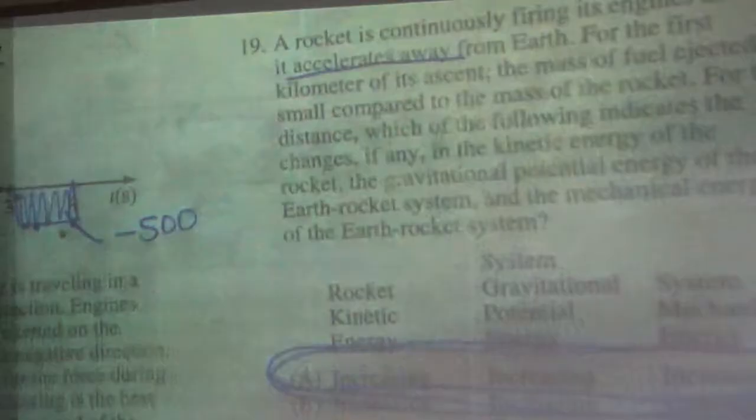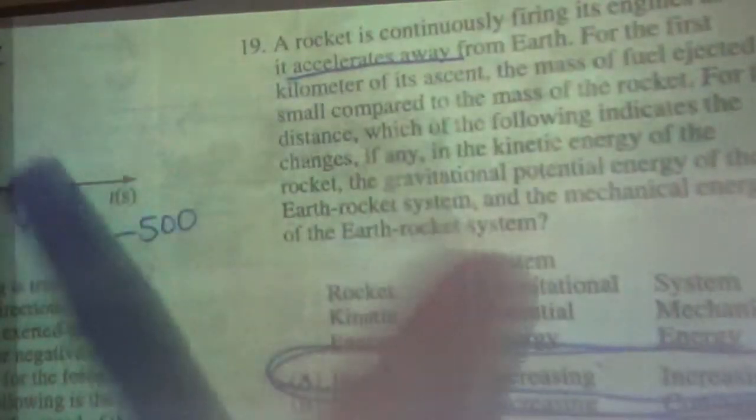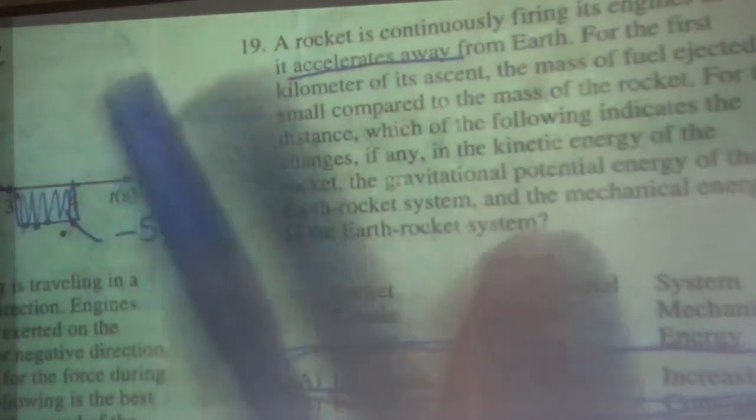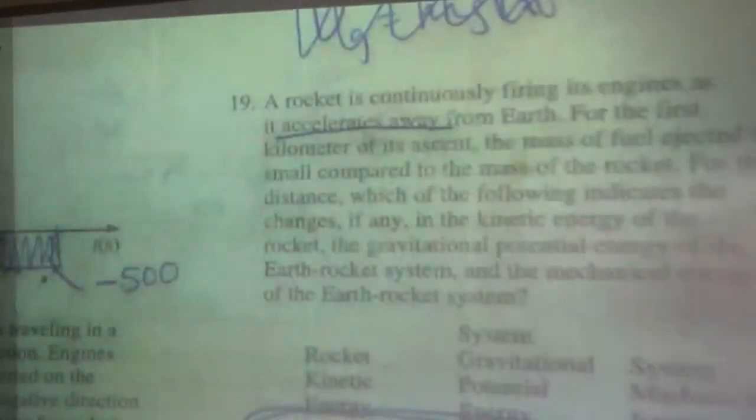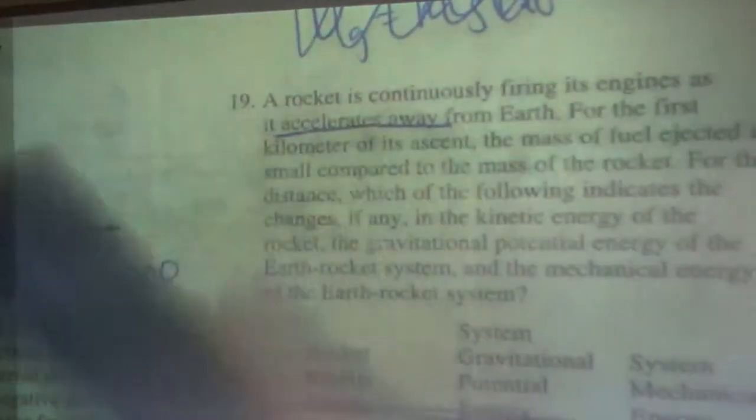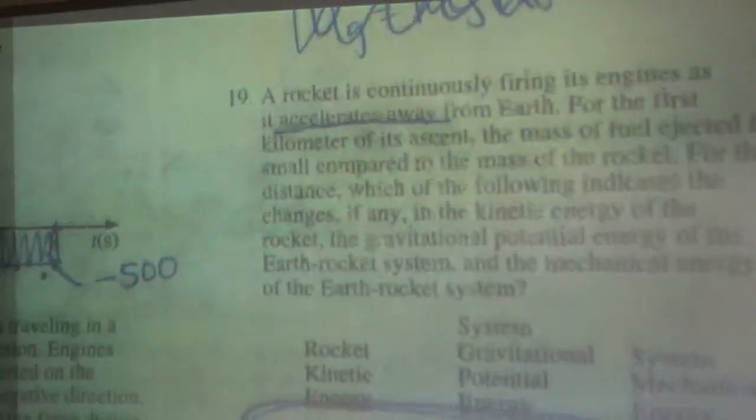Part of this is basically you're ignoring the fuel that's being ejected out. So it said it's ejecting fuel, but it only said the rocket, not the Earth-rocket-fuel system. So here the engine ejecting fuel is like putting work into the system. So it's gaining its energy because its engines are on.